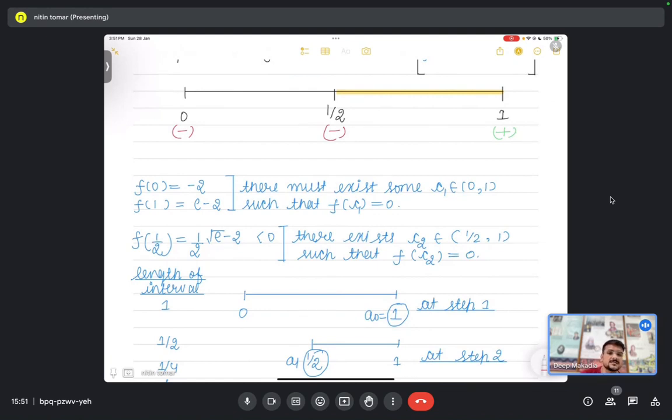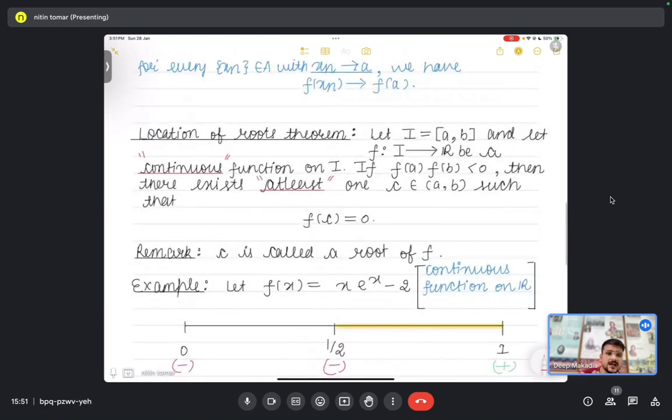But if you know why this method works... Come on, tell me please, why does this method work? Which theorem guarantees that this method will work? This is precisely the location of roots theorem. Correct? Yes. Because why should we consider the half of that interval whose endpoints have opposite sign? Because we know there will exist a root in that interval, and that is guaranteed by the location of roots theorem.